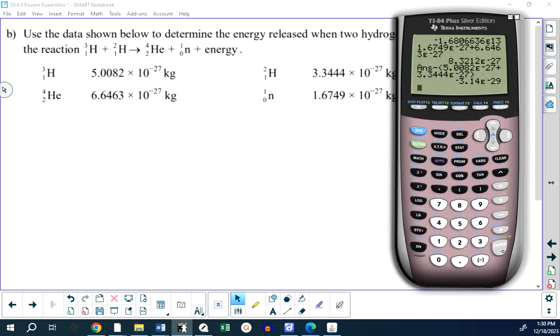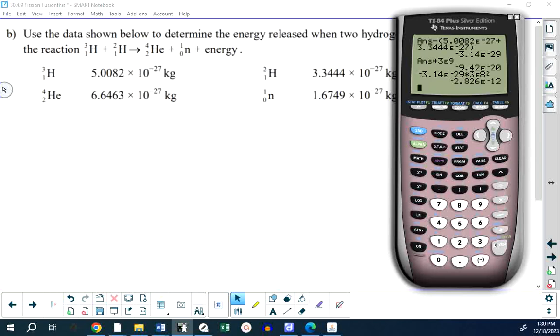I'm getting, for a change in mass, negative 3.14 times 10 to the negative 29 kilograms. I think that's smaller than it was in the previous example, but keep in mind this is less matter. And multiply by the speed of light squared, which is 3 times 10 to the 8 squared, giving me about 2.8 times 10 to the negative 12 joules.